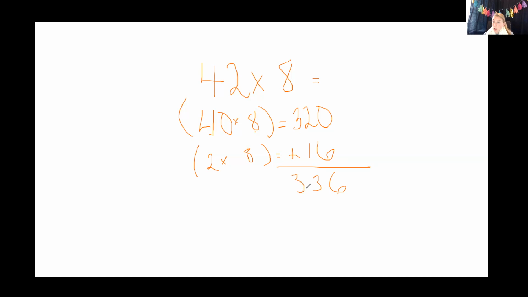And you could check that on an array if you would like. But you know that you did this correctly because if you added the numbers that you broke apart, you're getting 42, which is the number that you broke apart in order to make it a little bit simpler. So I hope that this helps you to do these equations in your head quickly and find the products quickly.